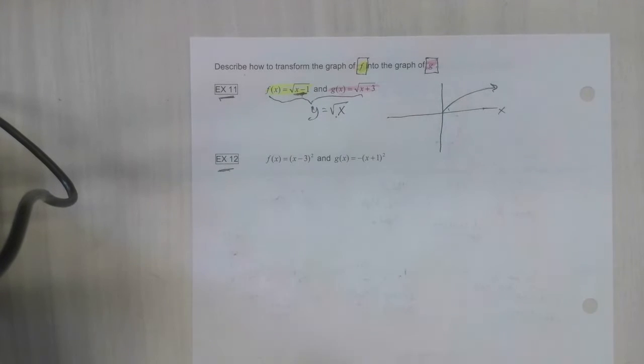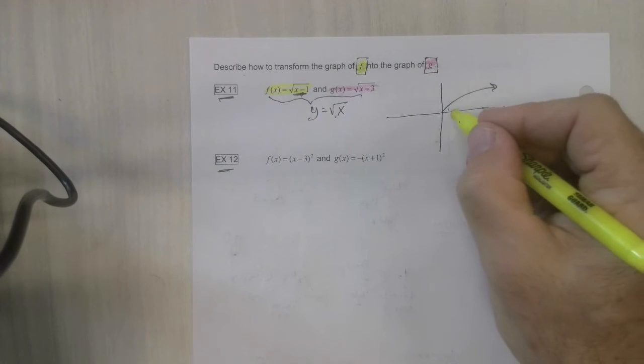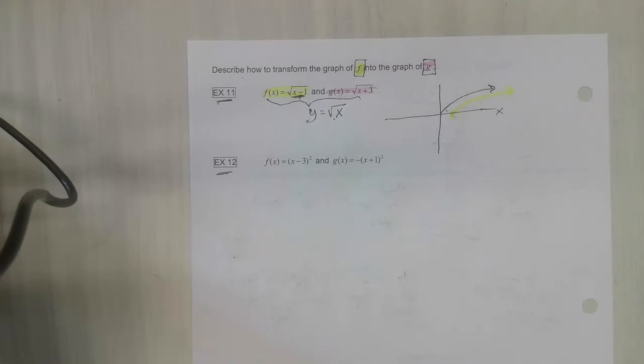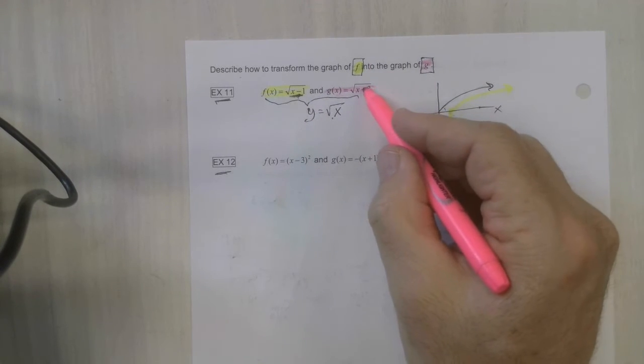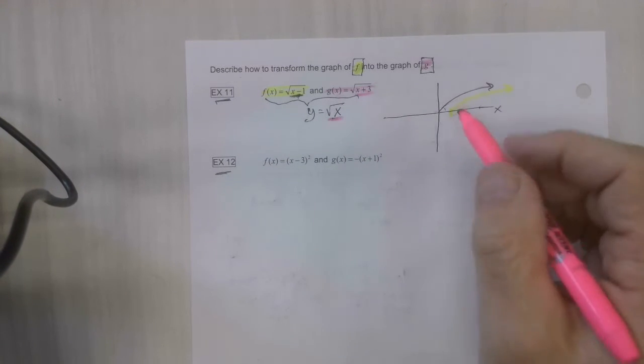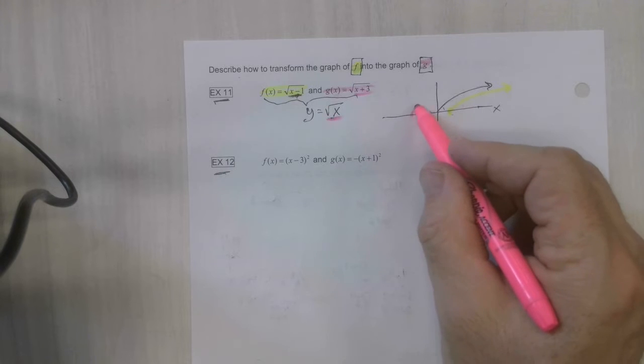Well, that would move it 1 to the right. So I'm going to move it 1 unit to the right and then just redraw it. And I'm done with that one. What would the pink one do to this foundational one? Well, that would move the foundational one left 3. So 1, 2, 3, redraw it.